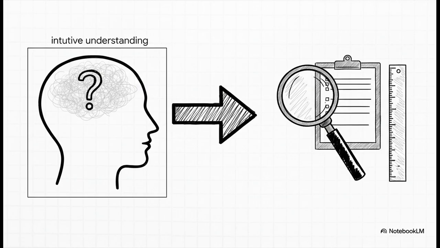Okay, so we know what we need to look at, but how? How do we actually gather all this information without just guessing? We can't just go with our gut feelings as much as we might want to.